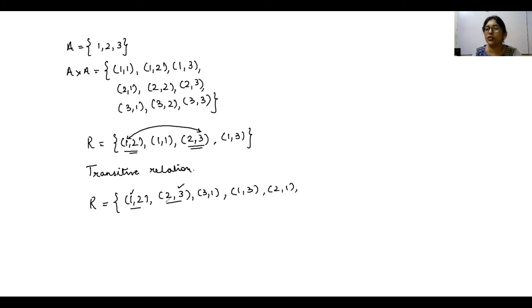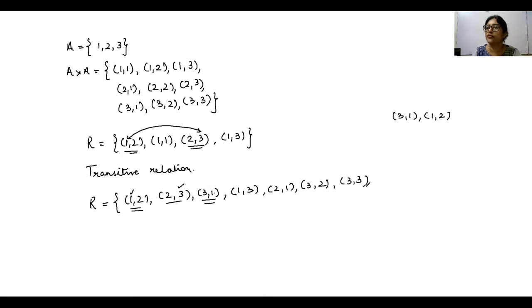Okay. Now any other? 3, 1 and 1, 2. If we write it, because in a set you can write it in any order, so 3, 1, 1, 2. So we should have 3, 2 also. So all possible pairs should be there. Also 3, 1, 1, 3. So we should have 3, 3.